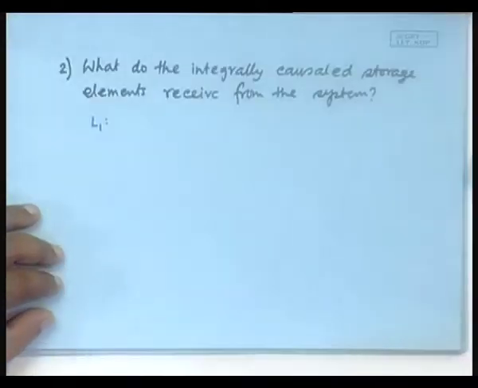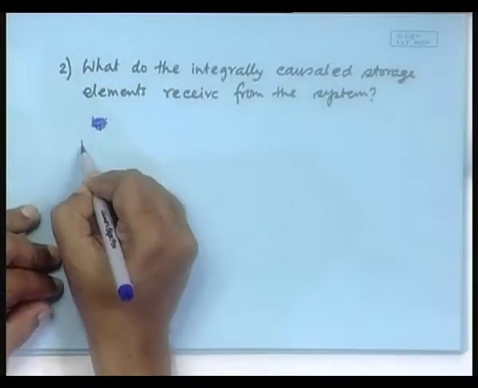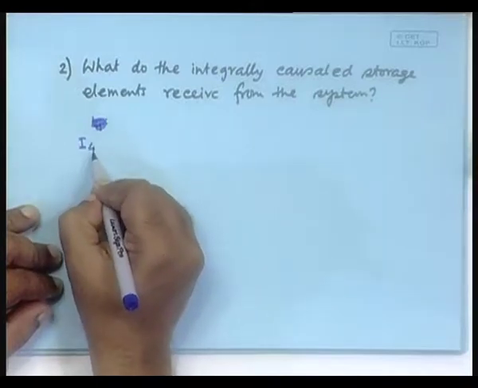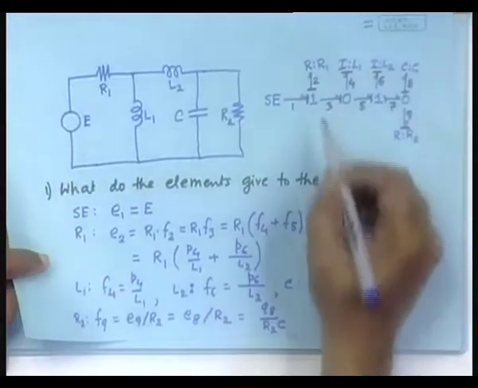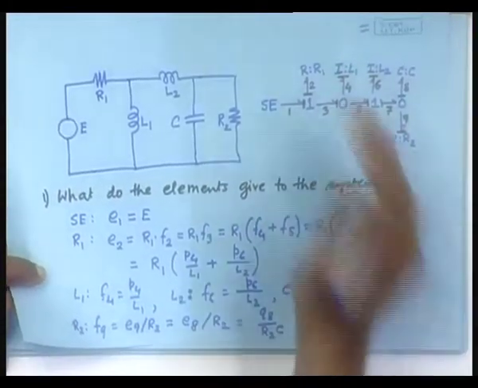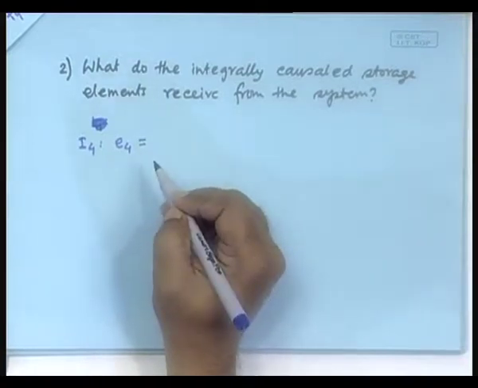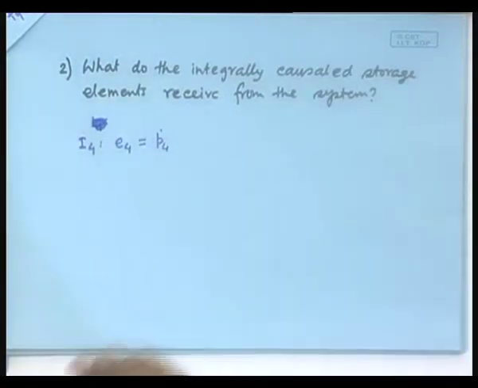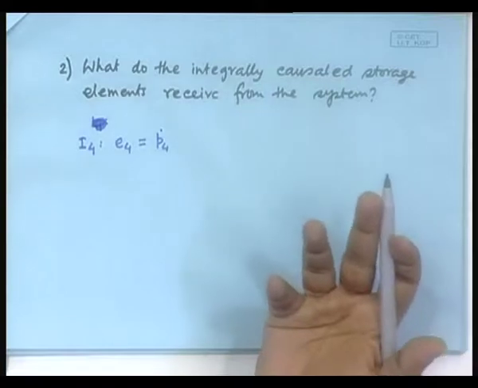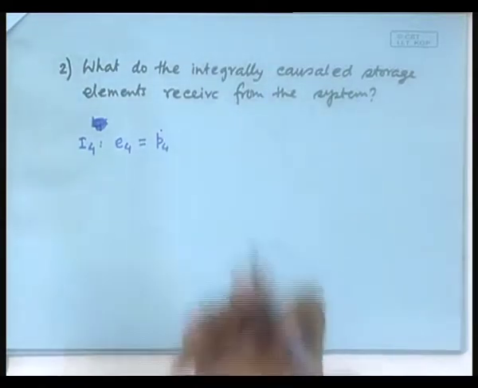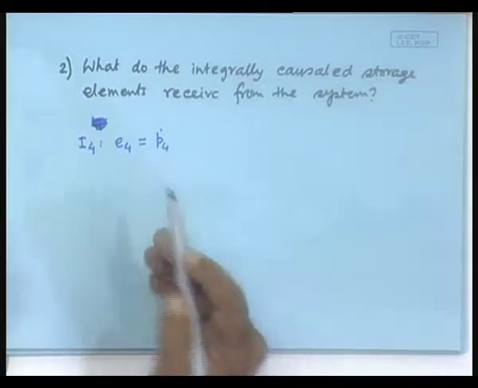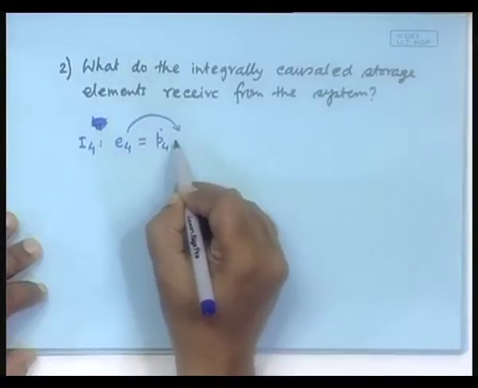Or basically it is better to write that I am asking the question with respect to the I element connected to bond 4. What is it received from the system? E4. So, we will say it is E4, and E4 is equal to P4 dot. That is the character of any integral or inertial element, that the effort is the P4 dot. So, we bring this to this side: P4 dot is equal to E4.